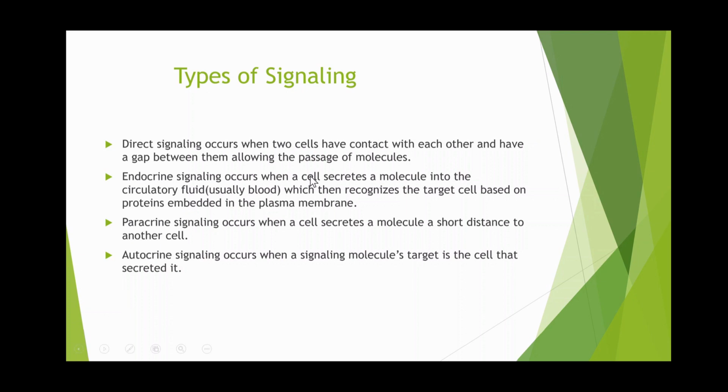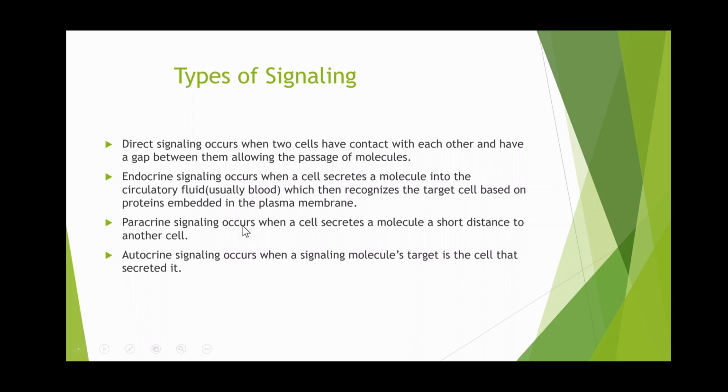Essentially these are molecules that are secreted by a cell into a circulatory fluid, usually blood, but it can also be other things, like, for example, in grasshoppers, it's hemolymph, which is a slightly different version of blood. And so this hormone recognizes a target cell based on proteins embedded in the plasma membrane or within the cell. So that's endocrine signaling.